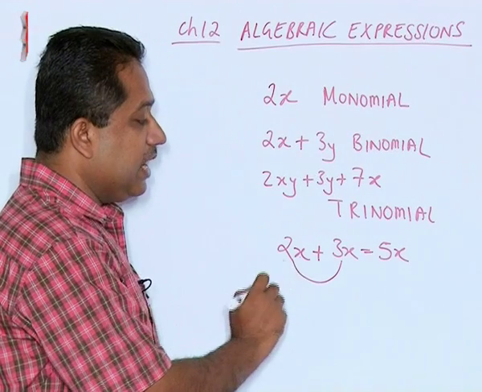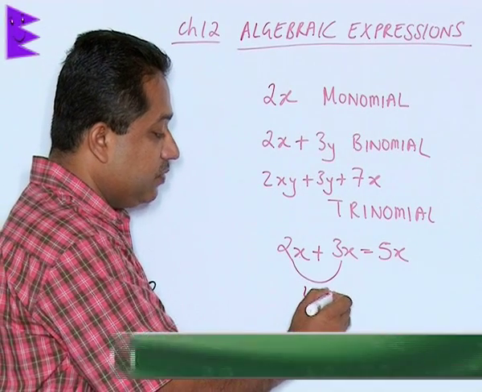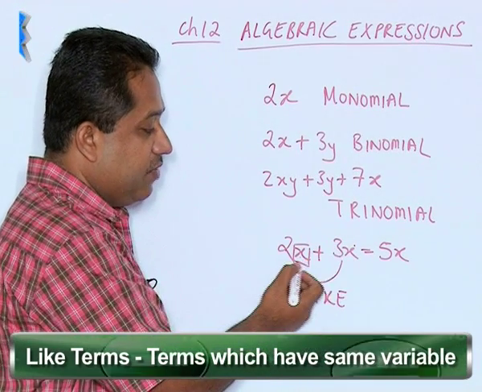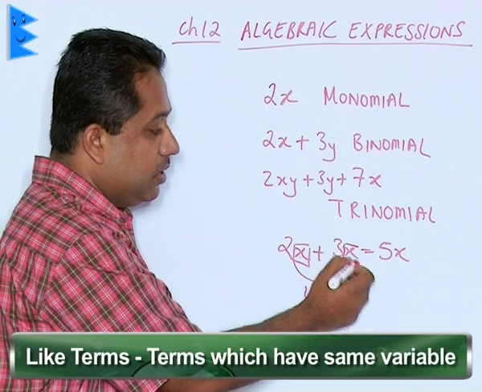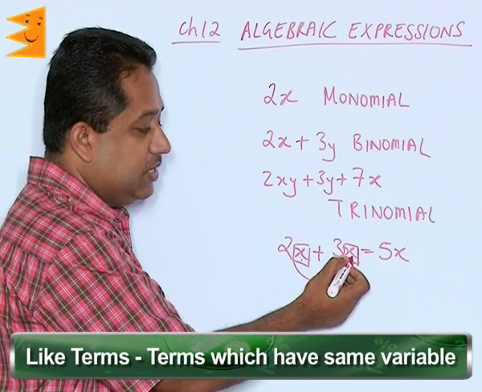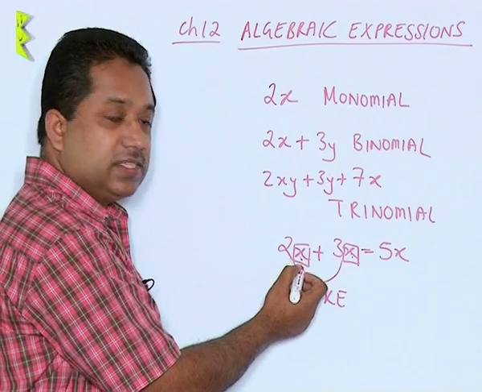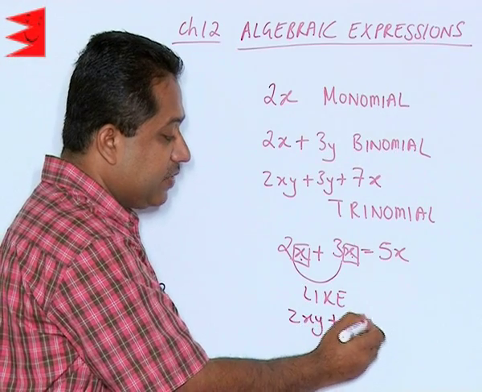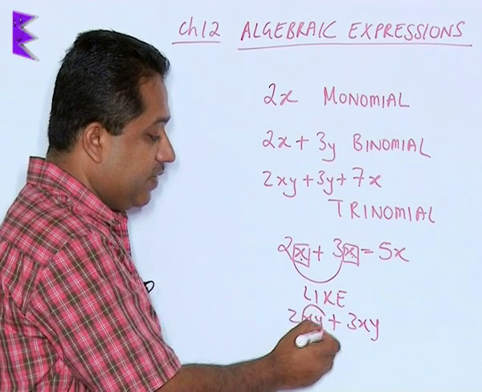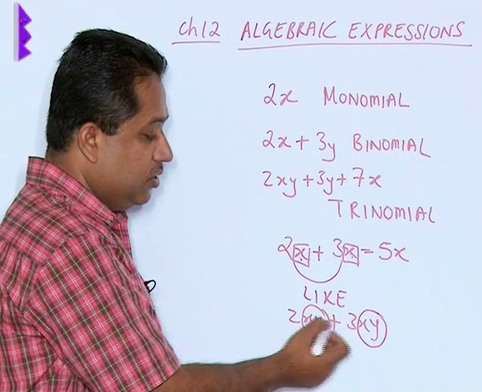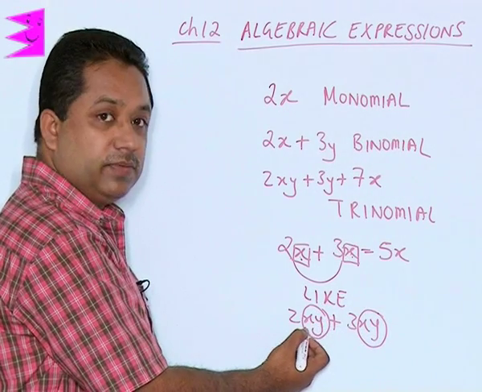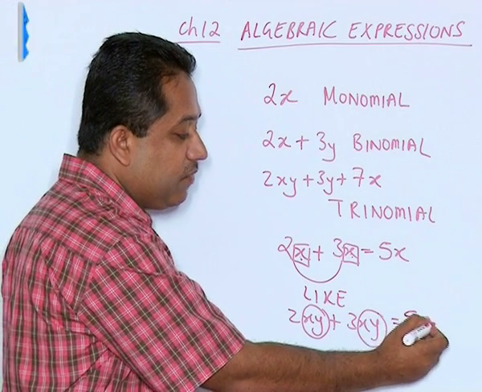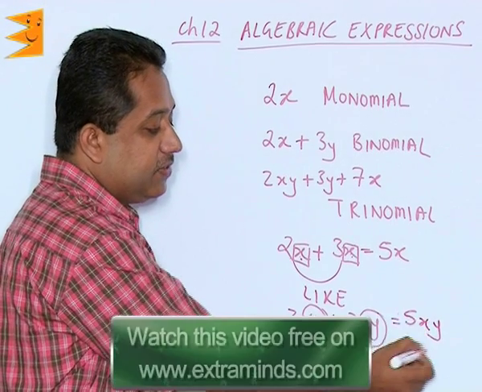So, what is the meaning of a like term? Like terms are terms which have the same variable. Here the coefficients are different, but the variable is the same. So, here the variable is x, the variable is x. If the variables are the same, we can say the terms are like terms, we can add them. So, if you have 2xy plus 3xy, again we see that the variables are xy here and the variables are xy here. So, this term and this term are said to be like terms. So, 2xy plus 3xy, we can simply add it and the result is going to be 5xy. Again, we say that this is a monomial.